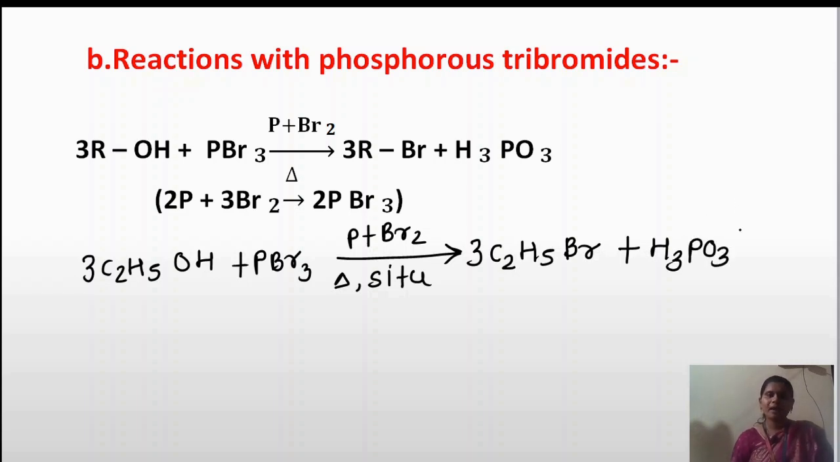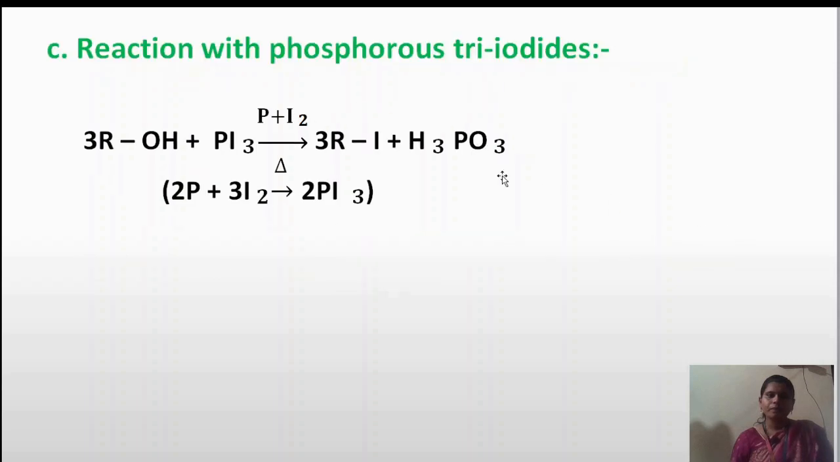Now in the case of iodine also, phosphorus triiodide is unstable. So this is also formed in situ by using red phosphorus and I2. So this is also an in situ reaction. The general reaction is 3 ROH reacts with PI3 to give 3 RI and H3PO3, that is phosphorous acid. This is also an in situ reaction.